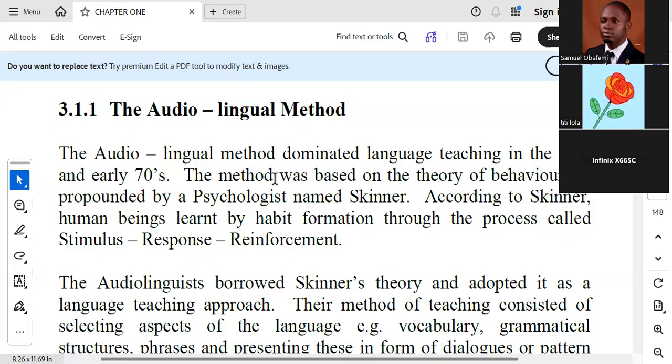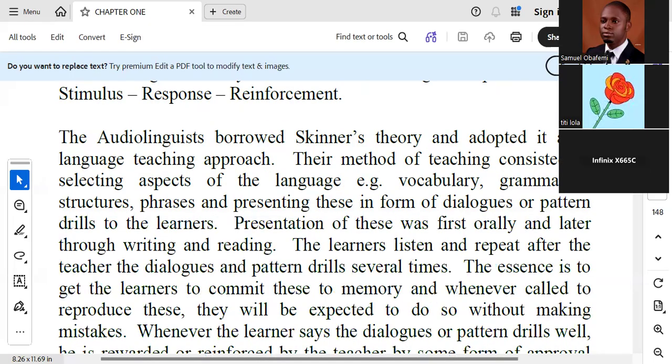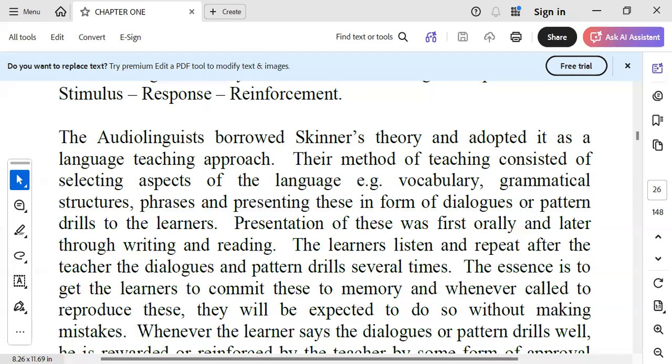So where did the audiolingual method come from? How did it start? This part of the material also mentions where it started from. We talked about a psychologist, Skinner. I want you to note that anywhere you hear that name, Skinner, we are talking about the man whose life's work was mostly on behavior. He dealt a lot with behavior.